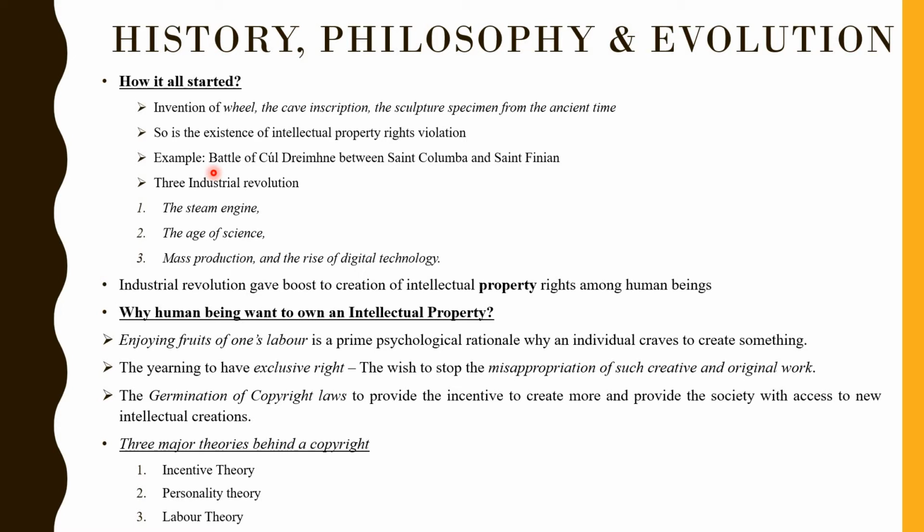Now, if you see the industrial revolution aspect, there are three major revolutions which happened: the steam engine, then the age of science comes, and then mass production and digital technology rise, right? So in these last two stages, this was the period when copyright, the creation of intellectual property rights, got a boost. People were so inclined to own some sort of copyright, some sort of intellectual property, right?